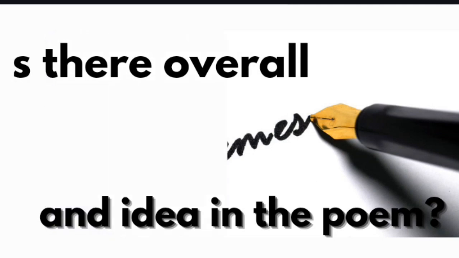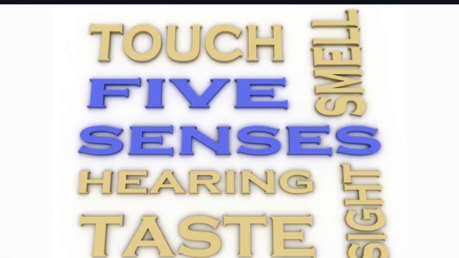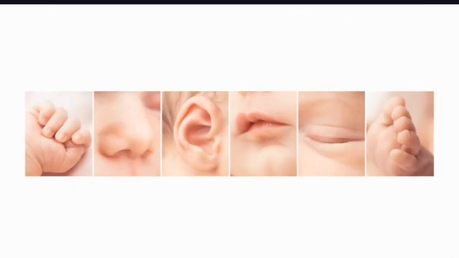The next letter is the letter I. The letter I stands for imagery. Imagery provides physical details that enable readers to imagine the scene that is being created by the poet. Imagery is an element of poetry that appeals to one or more of our five senses, such as the sense of touch, smell, taste, sound, and sight. So imagery appeals to one or more of these senses, and it helps the readers understand the feeling of the poet.